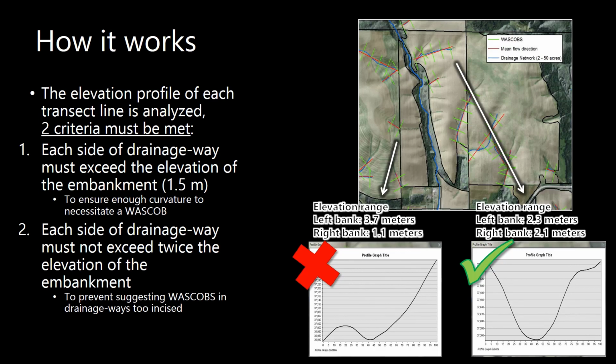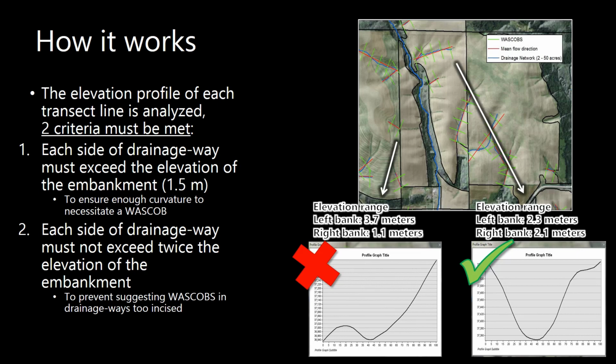In the next step, the elevation profile of each transect line is taken and analyzed to make sure that both of the following criteria are met. First, each side of the drainage way must exceed the elevation of the embankment. In my case, I chose that 1.5 meter embankment height, so it must be higher than that, and this is to ensure the curvature to necessitate a WASCOB. Secondly, each side of the drainage way must not exceed twice the elevation of that embankment height. And this is just to make sure that the WASCOB is not too incised.